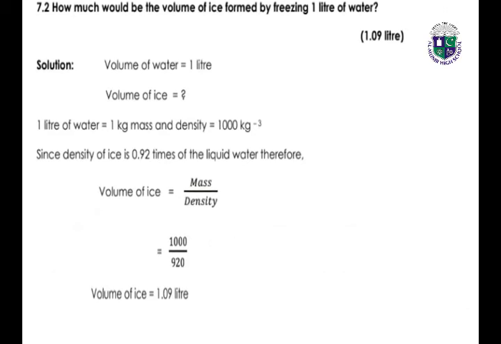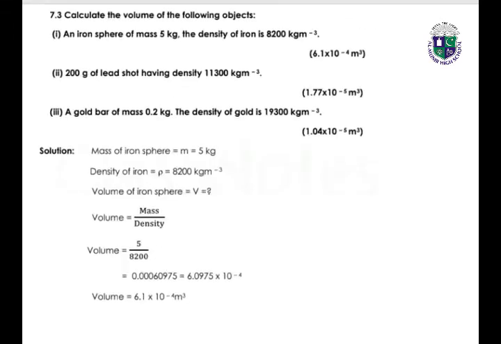7.2. Next, students, how much will be the volume of ice formed by freezing 1 liter of water? So volume of water is given and we know that 1 liter of water is equal to 1 kilogram mass and density, which is equal to 1000 kilograms per meter cube. Since density of ice is 0.92 times of the liquid water, to find the volume of ice we will take the mass and density. By dividing them we will get the volume of ice.